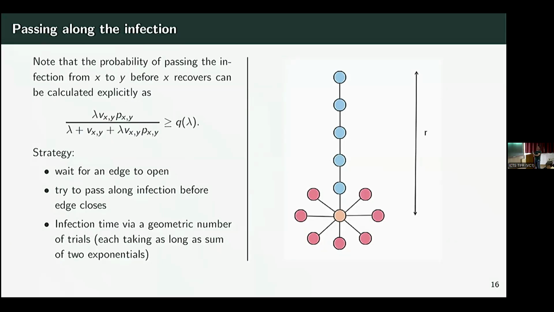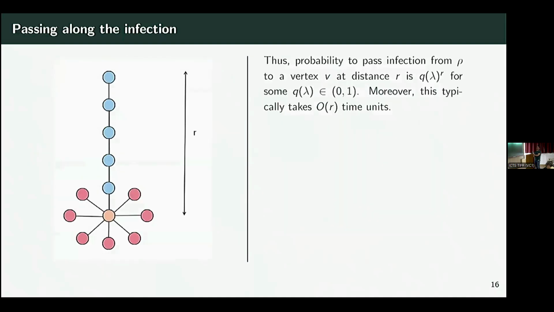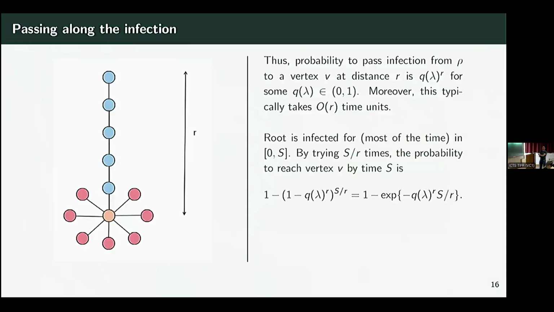And that allows you also, okay, you understand what happens at the start, and then you try and push the infection to a certain distance, R. Yeah, okay, fine. I'll explain this. This part is now classical, I guess. So the probability to pass your infection to some distance R is now some function of lambda to the power R. And you know you can do it in order R times. And so now you know that this thing here is infected for some exponentially long time.